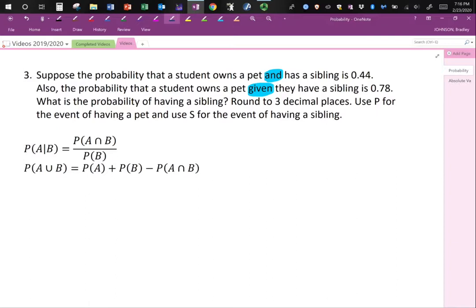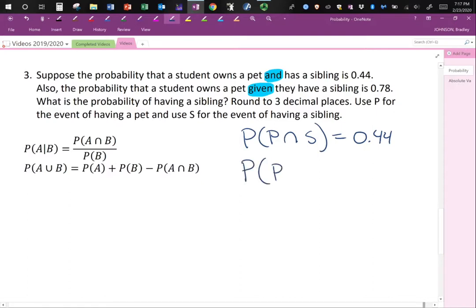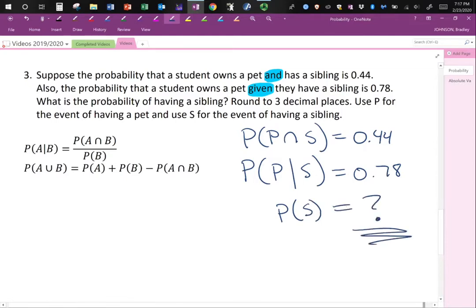So let's write out what we know. We were given an AND statement. So we were given owns a pet and has a sibling is 0.44. That's the very first sentence. Let's go to the second sentence. Probability owns a pet, so we'll put P, given they have a sibling. Now the given is represented by the vertical bar. Our conditional probability is 0.78. Now we are looking for the probability of having a sibling. This is equal to something. That's what we're looking for.